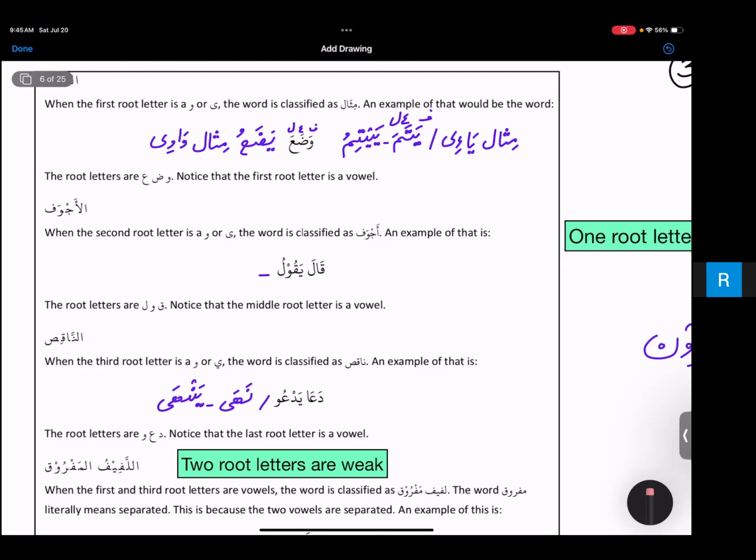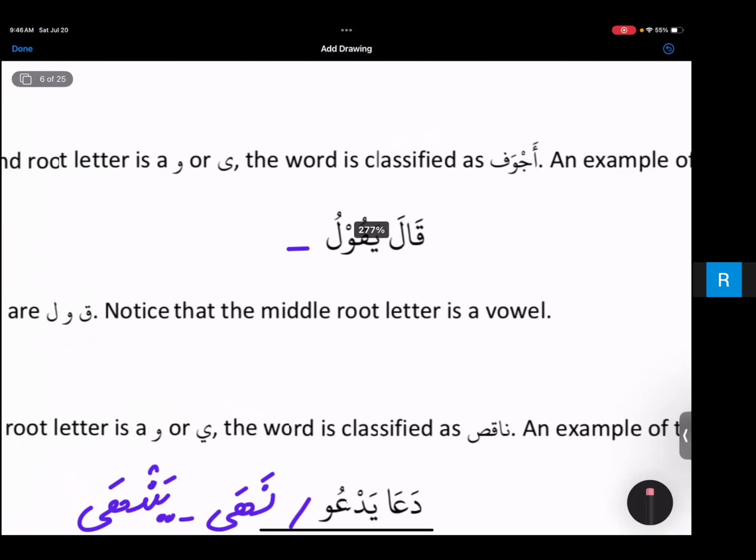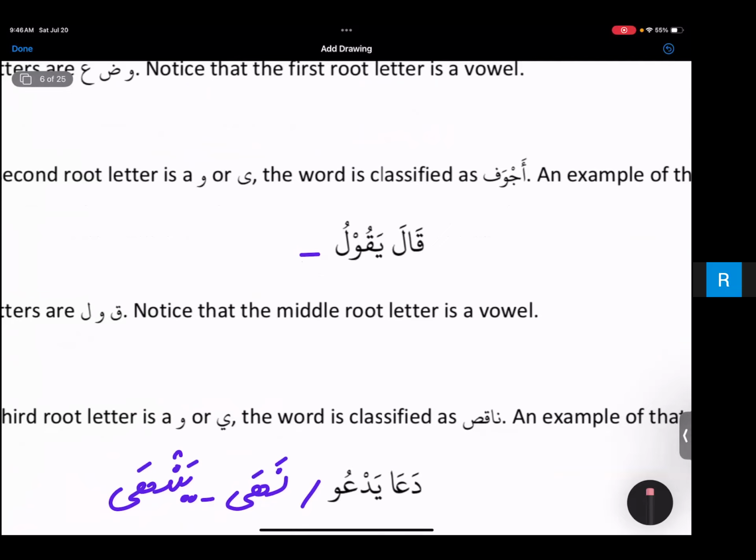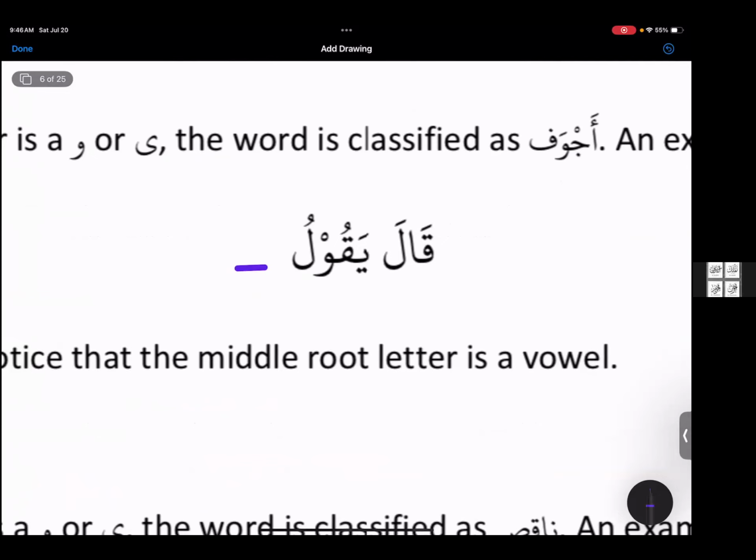So the middle of this verb is going to be weak. The middle root letter, which is ain kalima, is either going to be waw or ya. Then we are going to call it ajwaf. And then we have qala yaqulu. What do you notice here? That the weak letter is in the middle. Now you're going to say, oh, there is no waw or ya, there is alif. Yes, before qala it was qawala. The actual root letters of this verb were qawala.